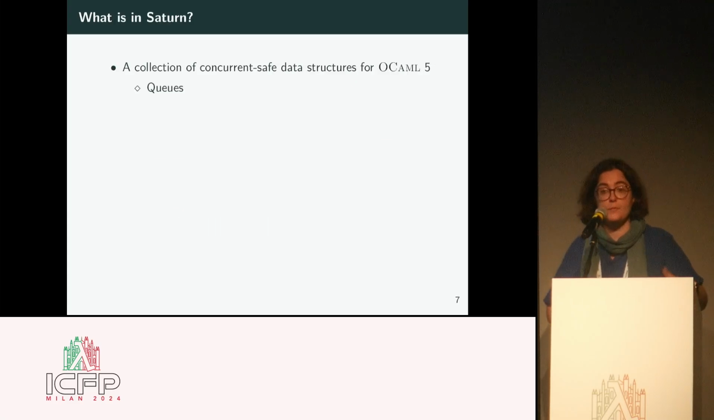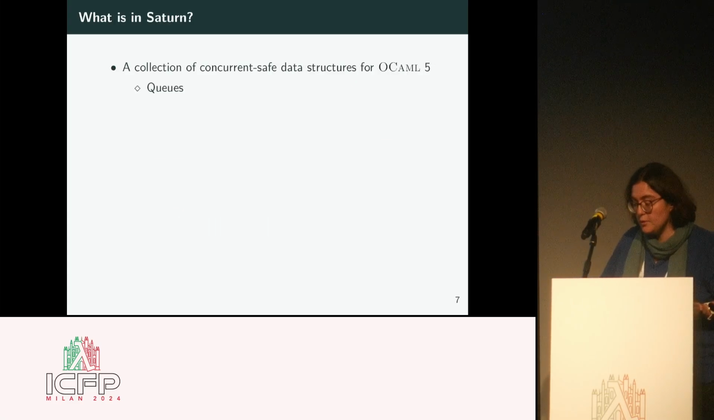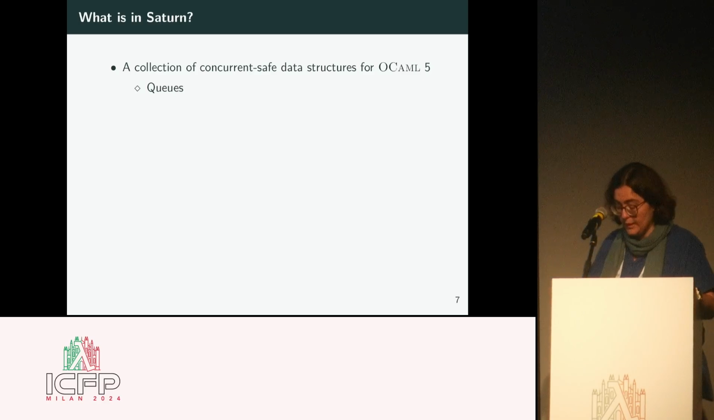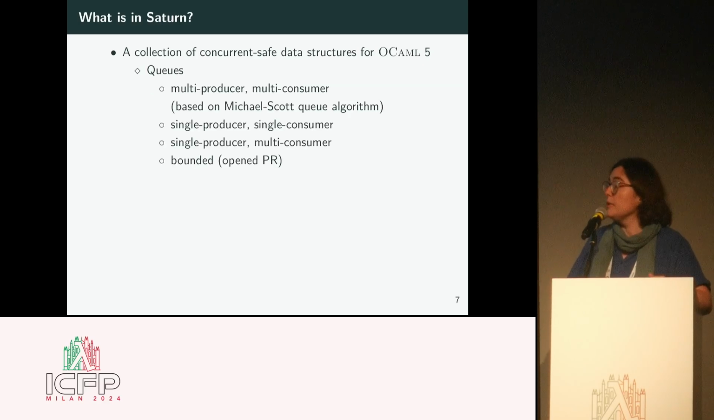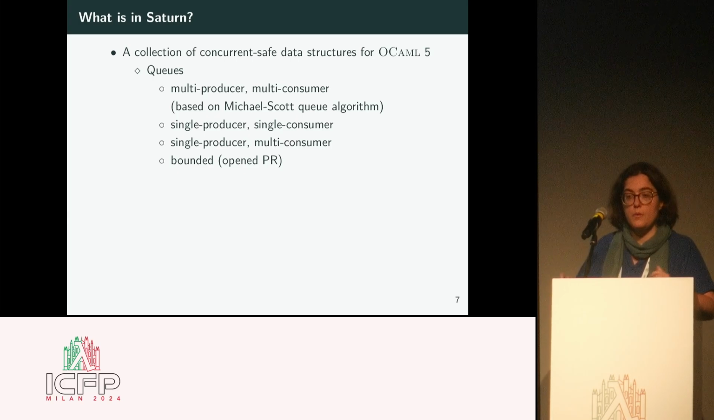So what will you find in it? In Saturn, we have multiple queues. We have the very classical Michael-Scott queue, which is a multiple producer, multiple consumer queue, so a normal queue. But we also have queues that work only in a specific configuration, like the single producer, single consumer queue, which will only work if you have at most one domain pushing at any given time and one domain popping at any given time. If you have two domains pushing at one time, then it's not going to work the right way. It's going to give you some unexpected result.